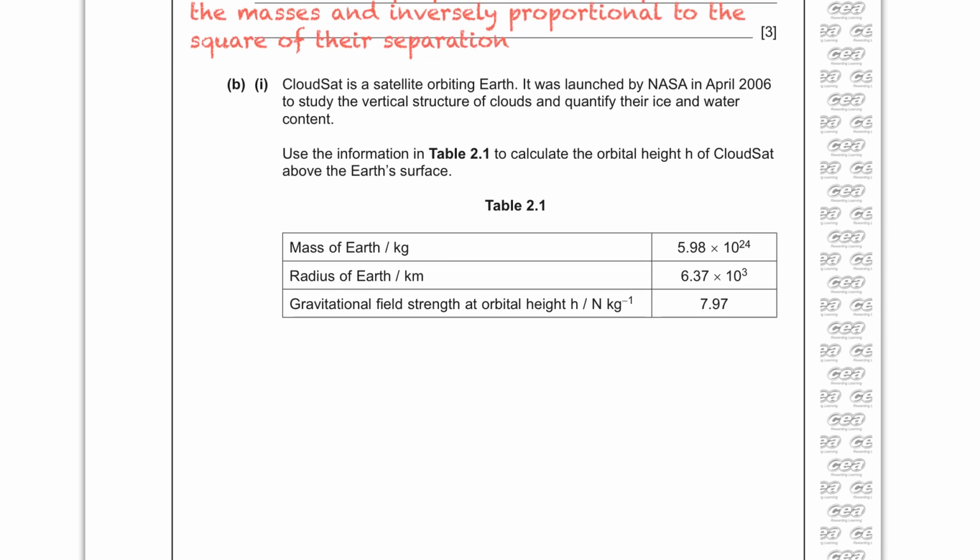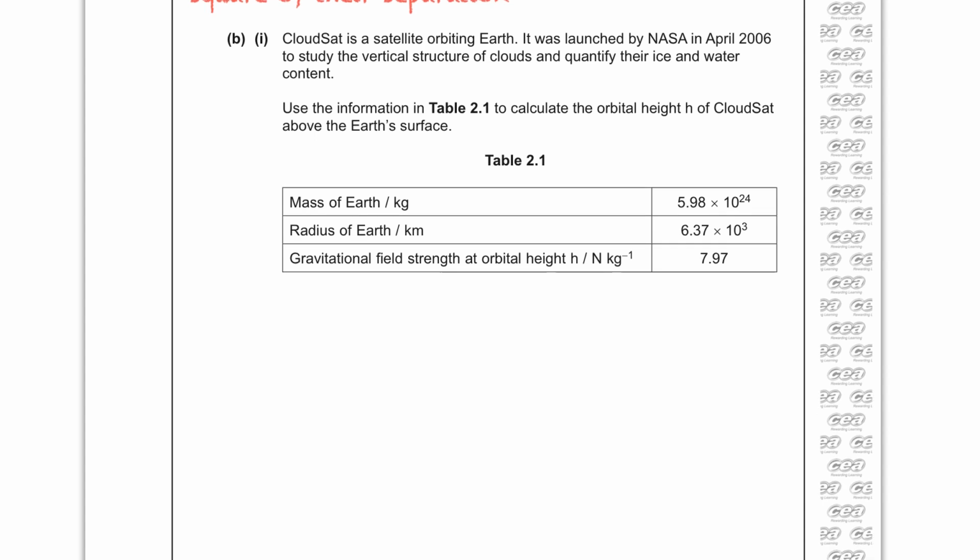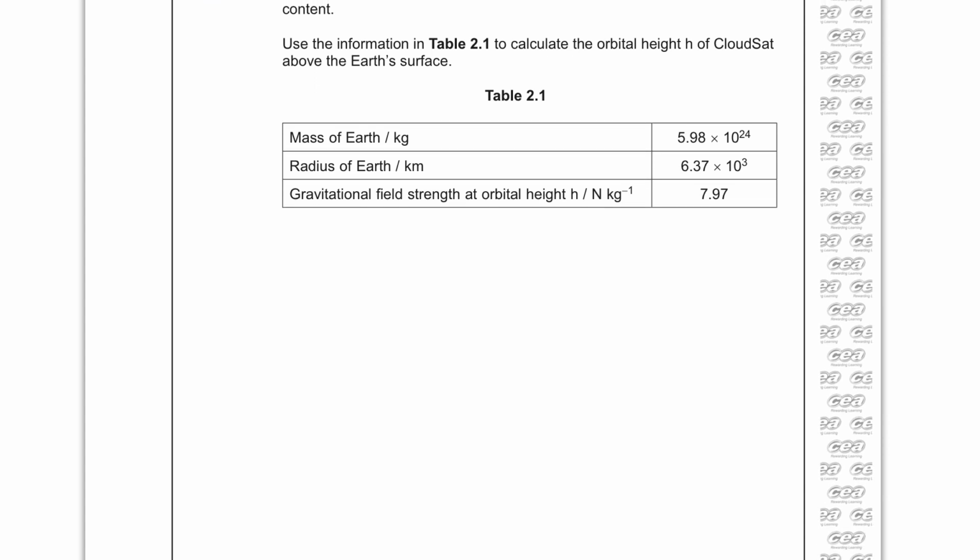Part B1. CloudSat is a satellite orbiting Earth. It was launched by NASA in April 2006 to study the vertical structure of clouds and quantify their ice and water content. Use the information in Table 2.1 to calculate the orbital height of CloudSat above the Earth's surface. Okay, so we've got the mass of the Earth, radius of the Earth, and the gravitational field strength at orbital height. So that's our starting point.